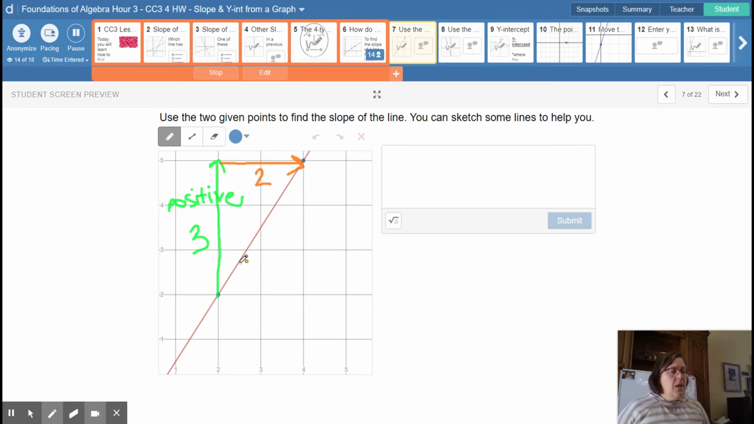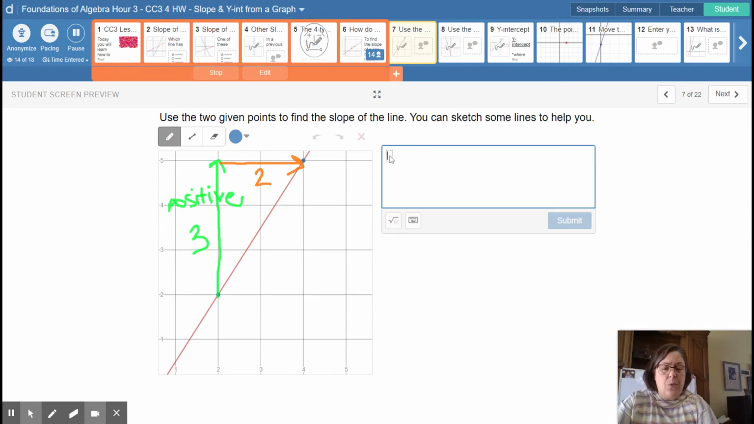Okay. Now from here, as it shows in slide 6, you're going to write this as a fraction of the vertical change, the rise, over the horizontal change, which is the run. To enter fractions, if you weren't sure of, you can click this little square root symbol and it'll open up the equation editor.